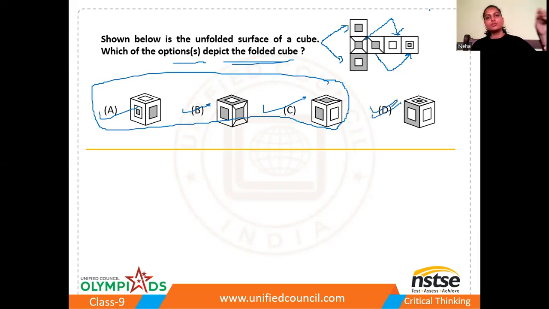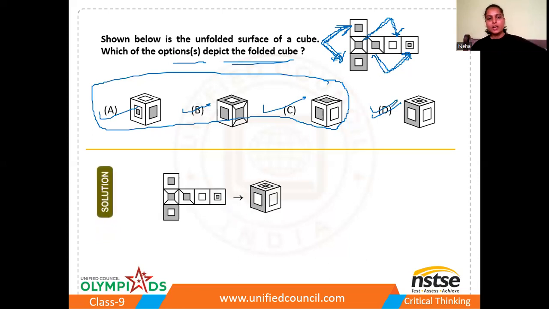So what you have to do is just see which two sides will be opposite to each other. In this type of pattern, these two sides will be opposite to each other, these two sides will be opposite to each other, and these two sides will be opposite to each other when we fold the cube. Okay, so yes, option B is right.